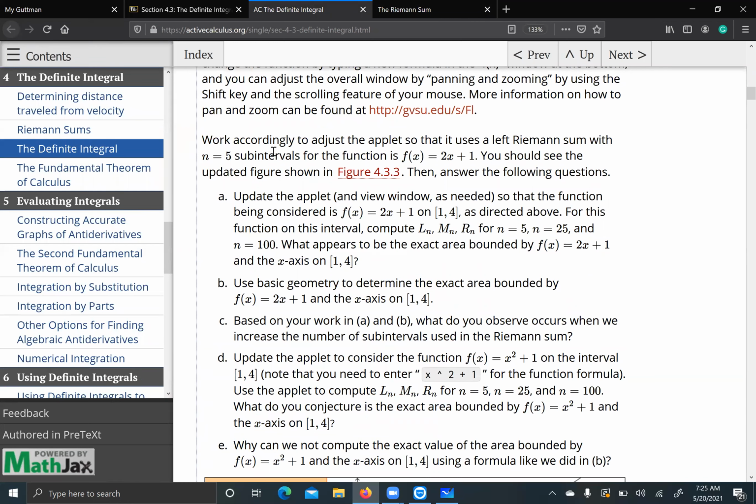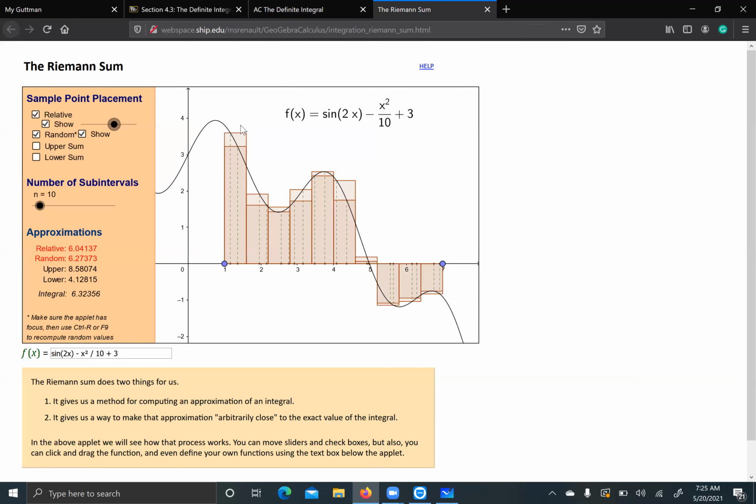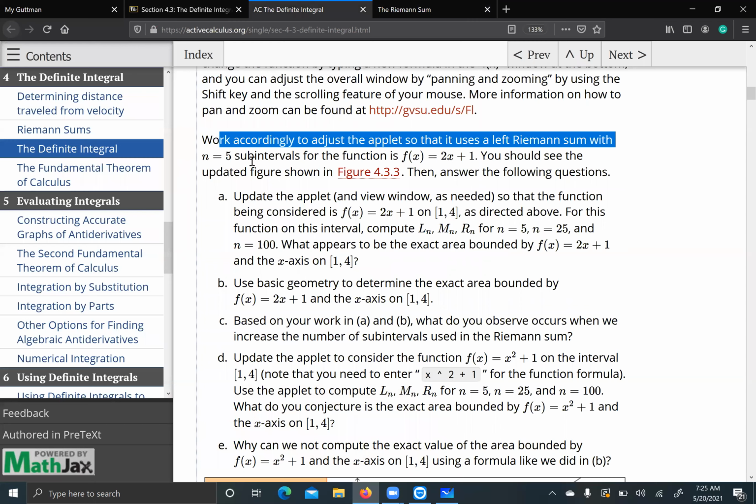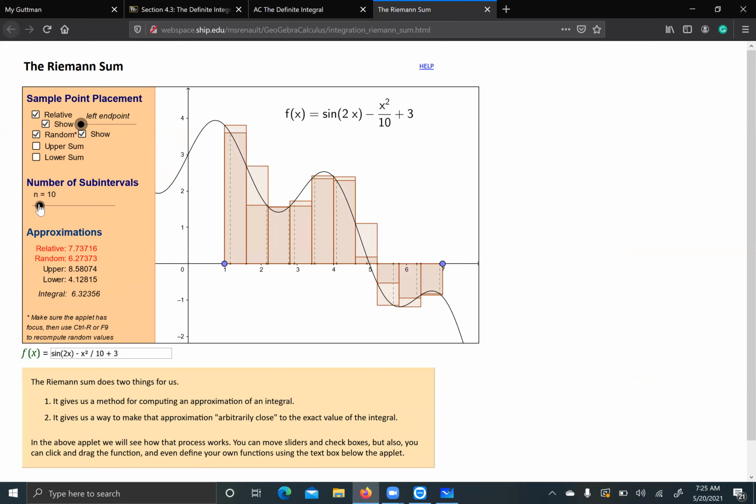I think in your textbook, it asks you to now do a left Riemann sum with 5 subintervals. The default is 10, so let's change it to 5, which means we have 5 rectangles.